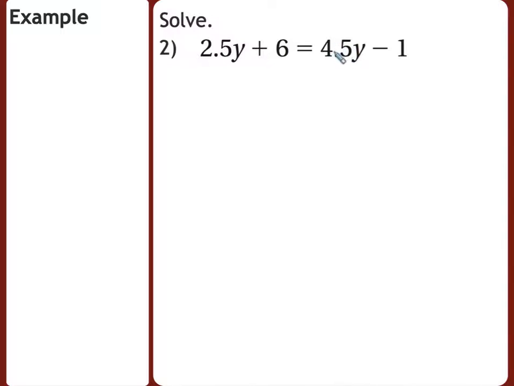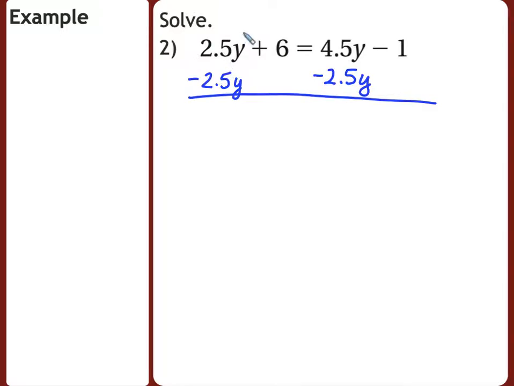with the variable is. So in this case, 4.5y is larger than 2.5y. So I'm going to keep the 4.5y here. And that's because I want to end up with a positive y. So that allows me to keep a positive y. So I'm going to subtract 2.5y from both sides.